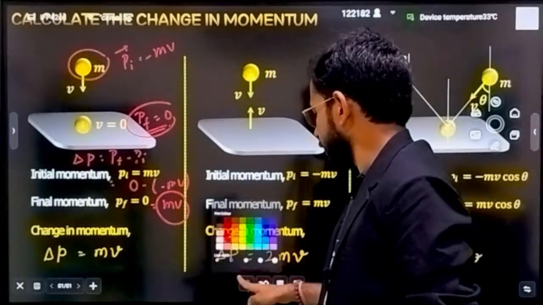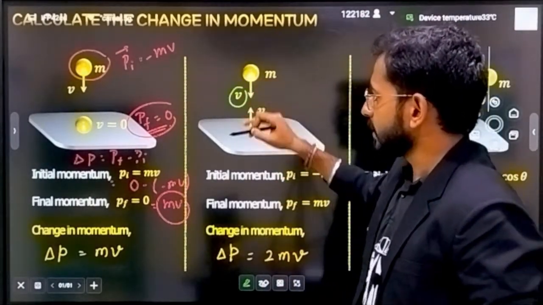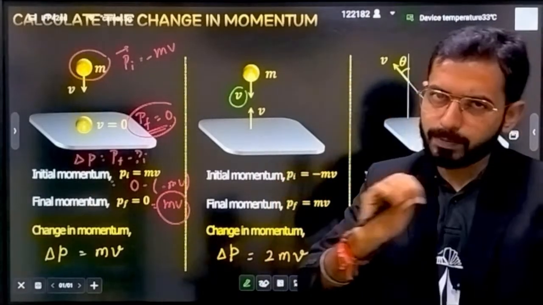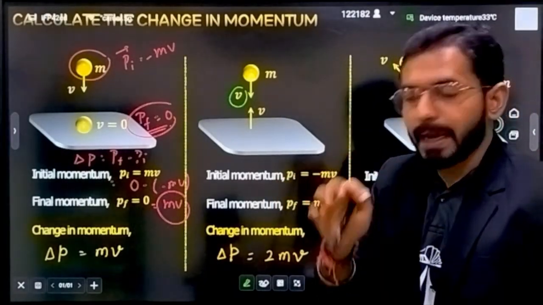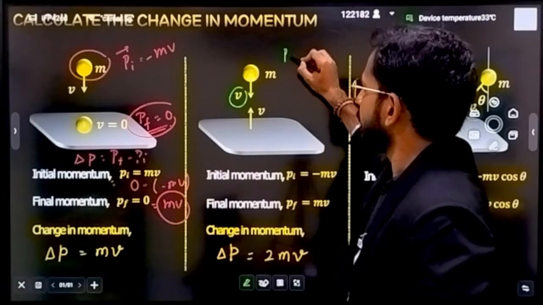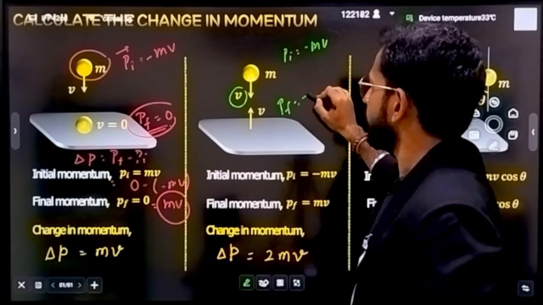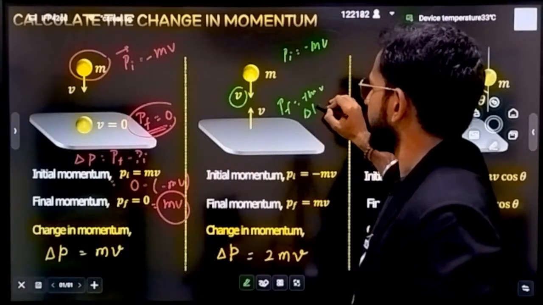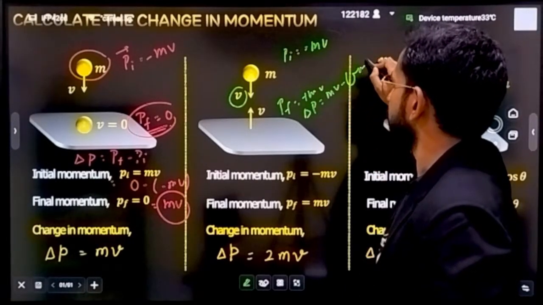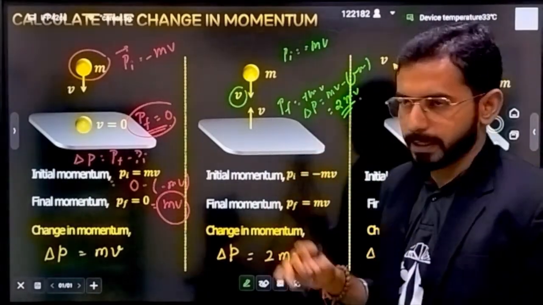Now let's come to the second one. Here it is hitting the surface with velocity v and completely reflected with the same velocity v. That means there is no loss of energy. Again, initial momentum is minus mv and final momentum is plus mv. Change in momentum is final minus initial, that means mv minus of minus mv, which net becomes 2 times mv. This is the second case.